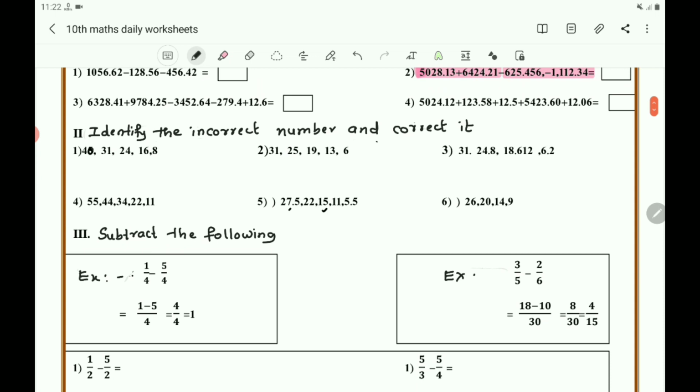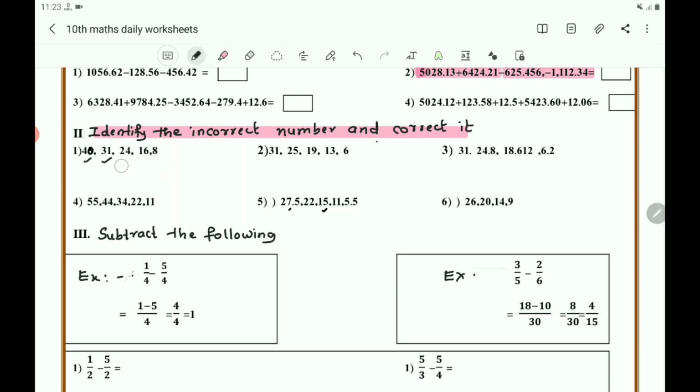Then you take the third one, identify the incorrect number and correct it. Here there is a set of numbers 40, 31, 24, 16, 8. There is a relation between the consecutive numbers. Verify that relation, and one number is incorrect here. Identify that number and correct it. For example, take the first set of numbers: 40, 31, 24, 16, 8.